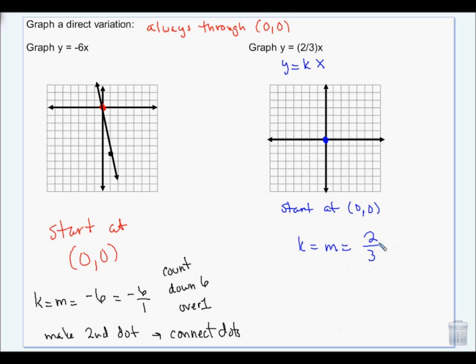And so it's positive. So I'm going to go up 2 and then over 3. So from here I'm going to go 1, 2, and then 1, 2, 3. So that's all you gotta do.